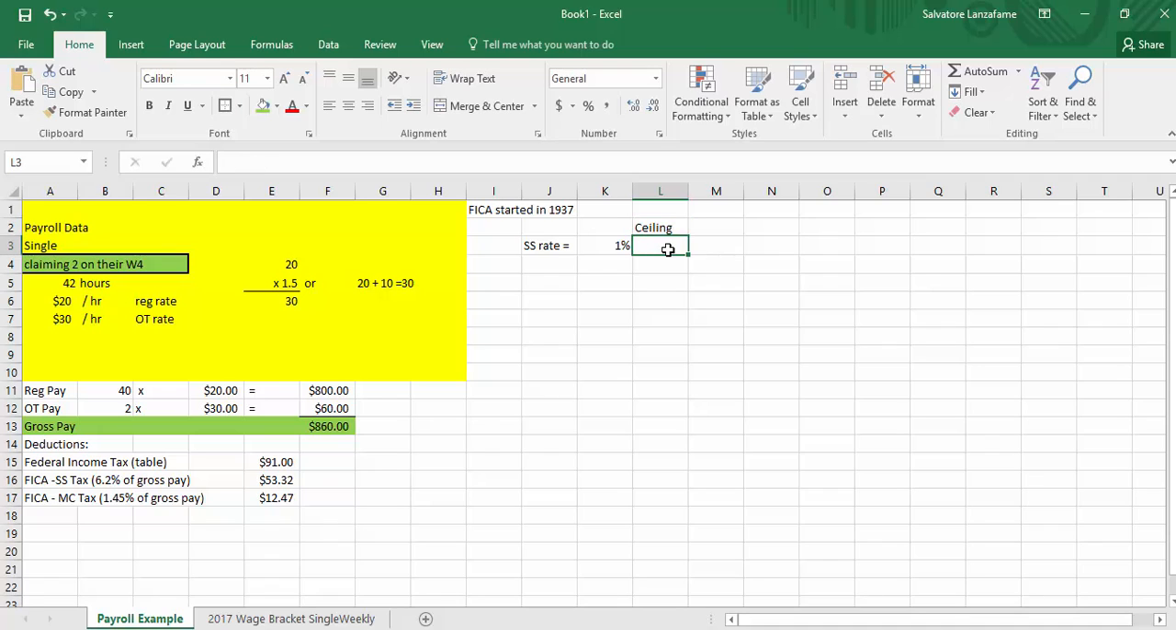And the ceiling was $3,000. So if you were to do that math, that would end up being a total of $30 that any employee would pay in 1937 for Social Security. Kind of crazy, huh? And believe it or not, that stayed in vogue for 3 years, and then in 1940, the rate of 1% would end up increasing by 0.5%.